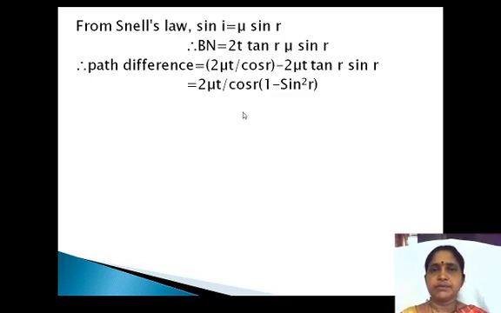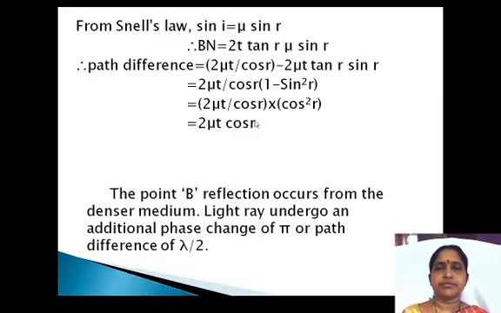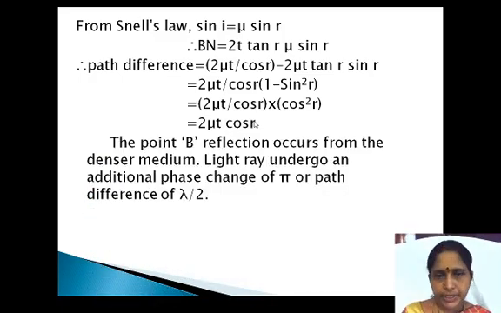We take the common term 2 mu T by cos R. So here 1 minus sin square R, which means cos square R. So the cos R gets cancelled, and we get 2 mu T cos R. This is the path difference between the two reflected light rays.